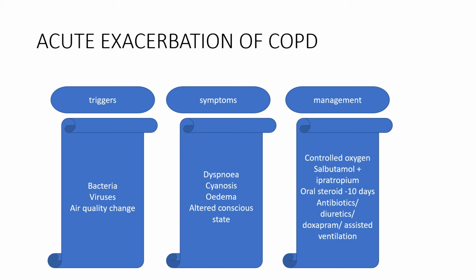We give them controlled oxygen. This is very important: we do not give them high-flow oxygen of 6 to 8 liters. We only give them oxygen of 2 to 3 liters. And salbutamol; if not controlled, we give them ipratropium and oral steroid for 10 days. If the trigger was bacteria, we give them antibiotics. If required, and the patient has edema, we give them diuretics. If the patient is having altered conscious level, we give them doxapram or assisted ventilation as needed.